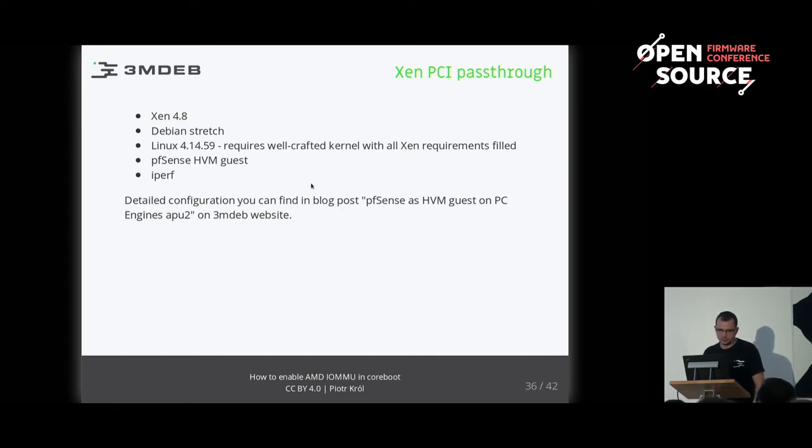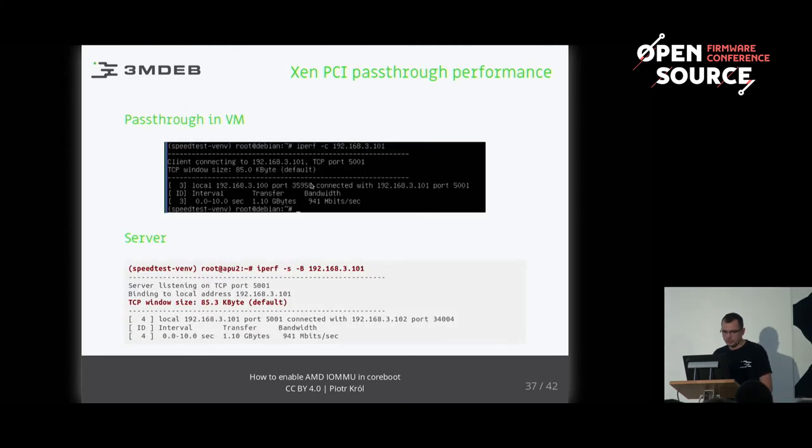I also tested pfSense. I used iPerf to do the performance testing, and you can read more about that on our blog. This is the result that I got. This is the server side, and this is inside the VM, and you can see that this is gigabit Ethernet. So I have almost the maximum, and unfortunately I don't have a screenshot for the para-virtualized guest without hardware support, but the numbers are around 600 megabits per second. So it's like a 50% increase in comparison to para-virtualized, and it's almost the maximum possible by hardware. So that's very good.